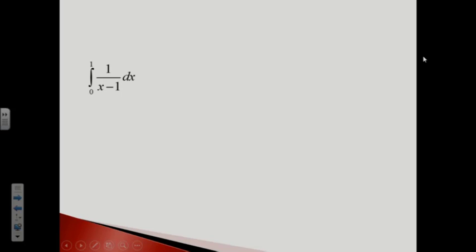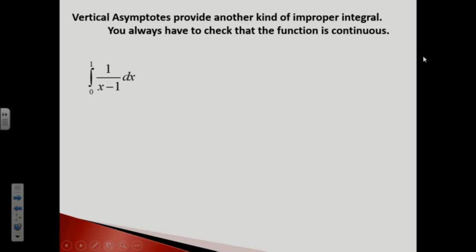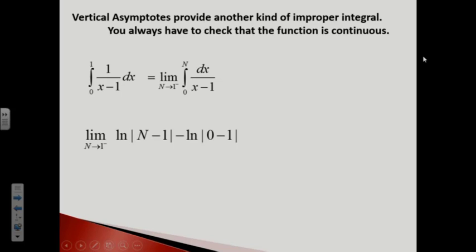For example, evaluate the integral from 0 to 1 of 1 over x minus 1. In this example, 1 over x minus 1 is a function that is continuous on the open interval (0, 1), but is unbounded at the right endpoint 1. We can replace 1 by n, evaluate the integral, and take the limit as n approaches 1 from the left. The value of the limit is minus infinity, which means that the integral diverges.